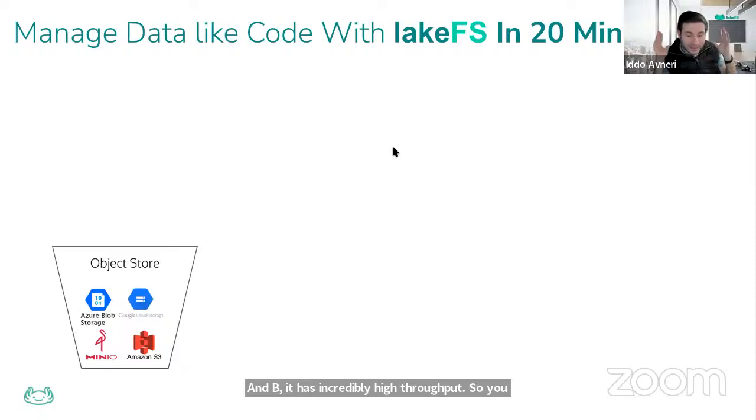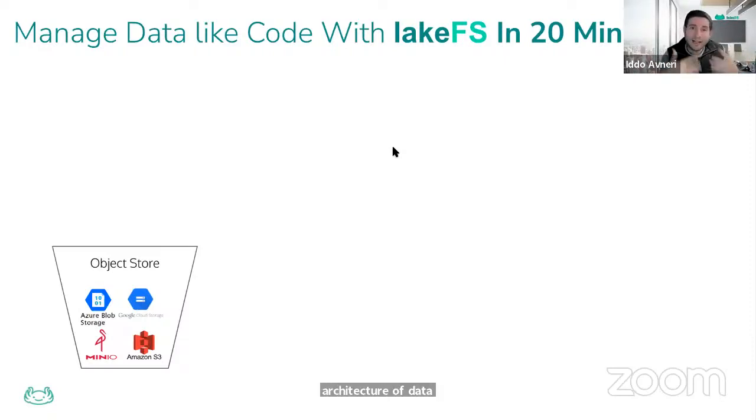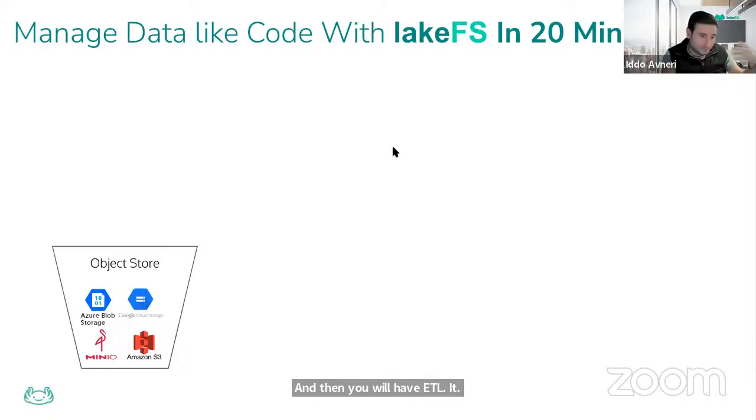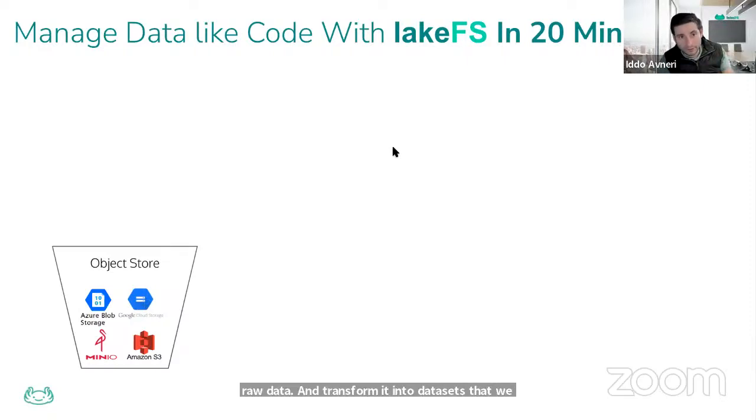So you can basically dump a lot of data onto an S3 bucket all day long for low cost at very big scale, at big data scale. So that's the architecture of a data lake. Typically you have data that is either being streamed or regularly copied to your S3 bucket, for example. And then you will have ETLs that take the raw data and transform it into data sets that will be consumed by other people or systems. So that's a little bit about data lakes in general.